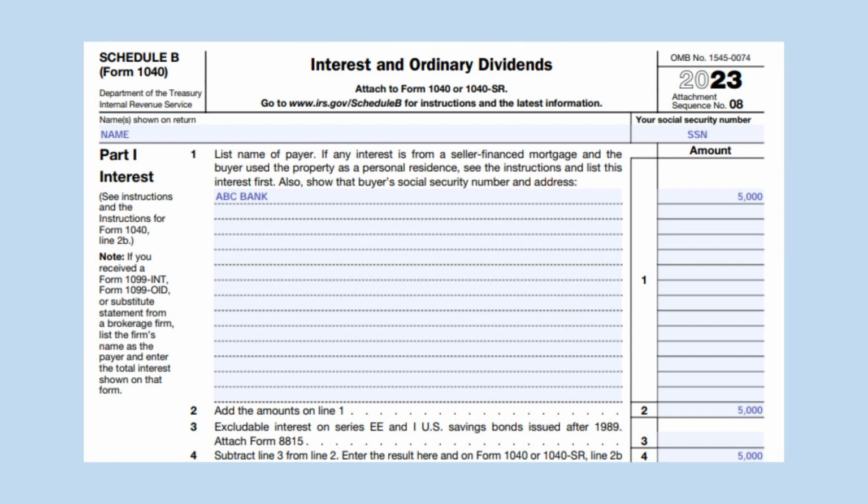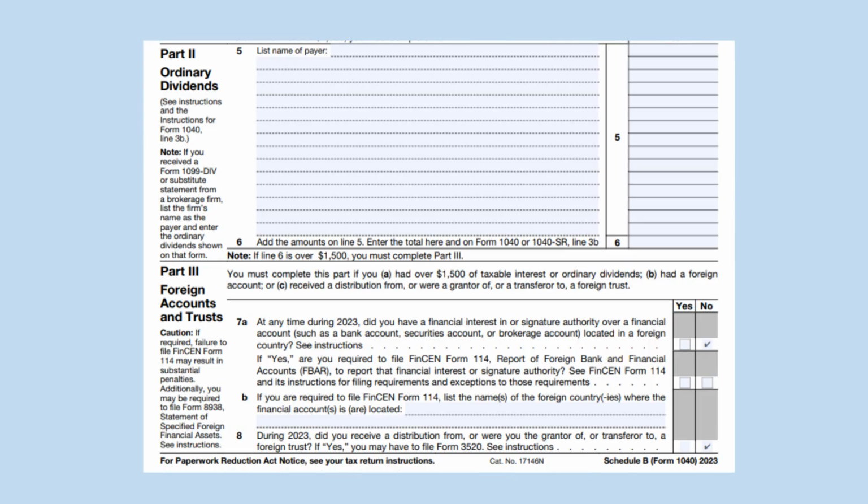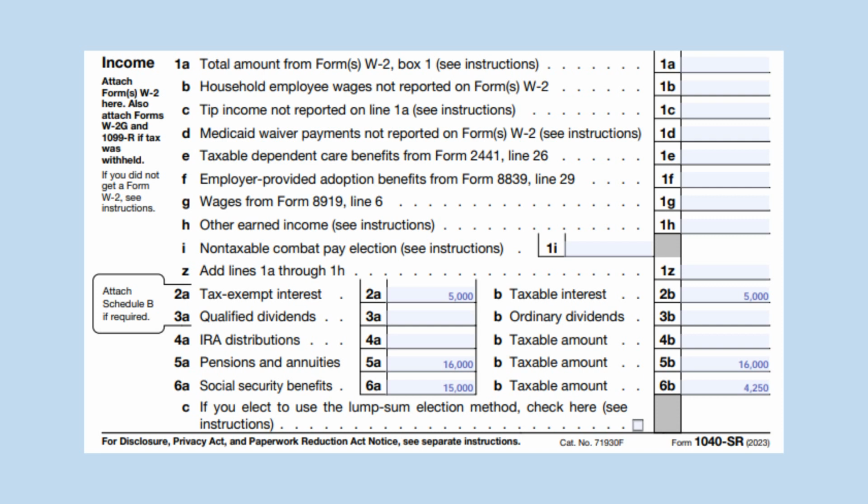At the top of Schedule B, put your name and Social Security number. In Part 1, list the name of your payer, which is ABC Bank in our example, and place $5,000 next to it. Carry this amount down to line 2 and 4. In Part 3, answer the questions regarding foreign accounts. In our example, the answers are no. Carry the amount from line 4 of Schedule B to line 2B on your Form 1040 SR.